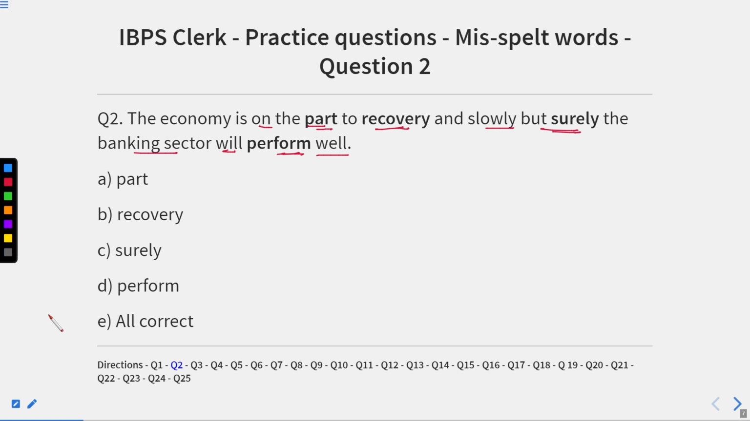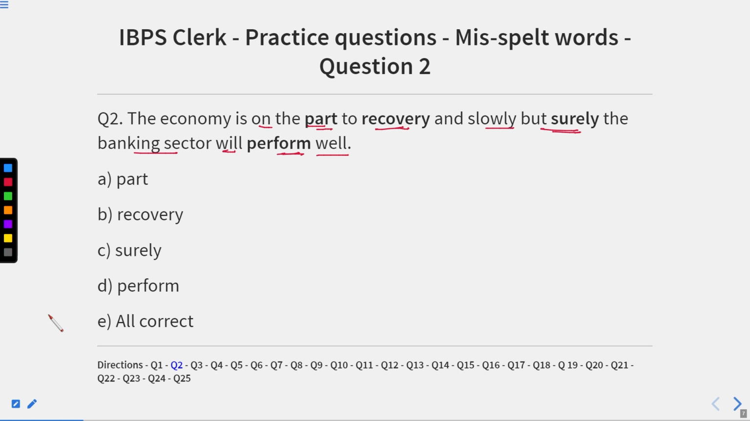The spelling is correct. If we see the word recovery, the spelling of recovery is R-E-C-O-V-E-R-Y. This spelling is also correct. Surely, S-U-R-E-L-Y, surely. This spelling is also correct. Perform, P-E-R-F-O-R-M, perform. This spelling is also correct. But if we look at the meaning of the sentence, it is the economy is on the path to recovery.